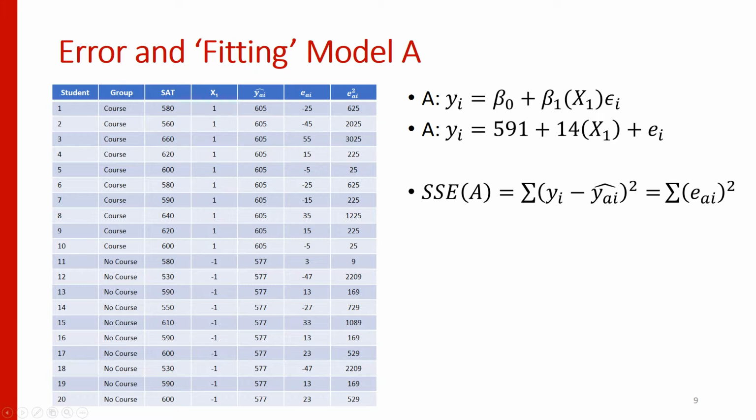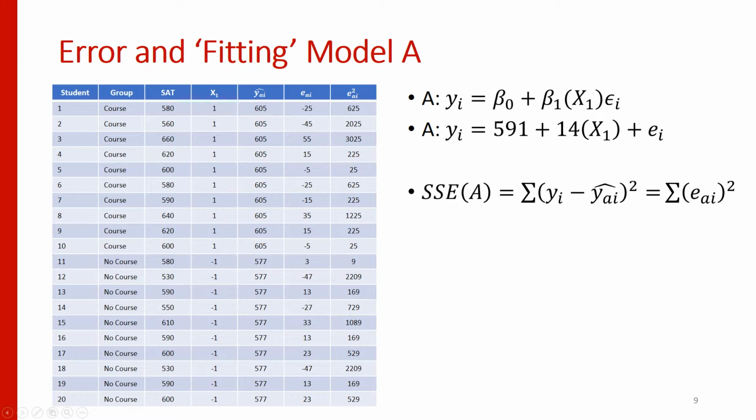And recall that the mean always produces the smallest sum of squared errors for any set of numbers. In Model C, we only had one set of numbers, the total data set. Here in Model A, we have two sets of numbers. We're making a separate prediction for people who took the course and a separate prediction for people who did not take the course. So 605 will give us the smallest sum of squared errors of any number in this group. 577 will give us the smallest sum of squared errors for any number in this group, and therefore that'll leave us with the smallest total sum of squared errors when we add all of these things together.